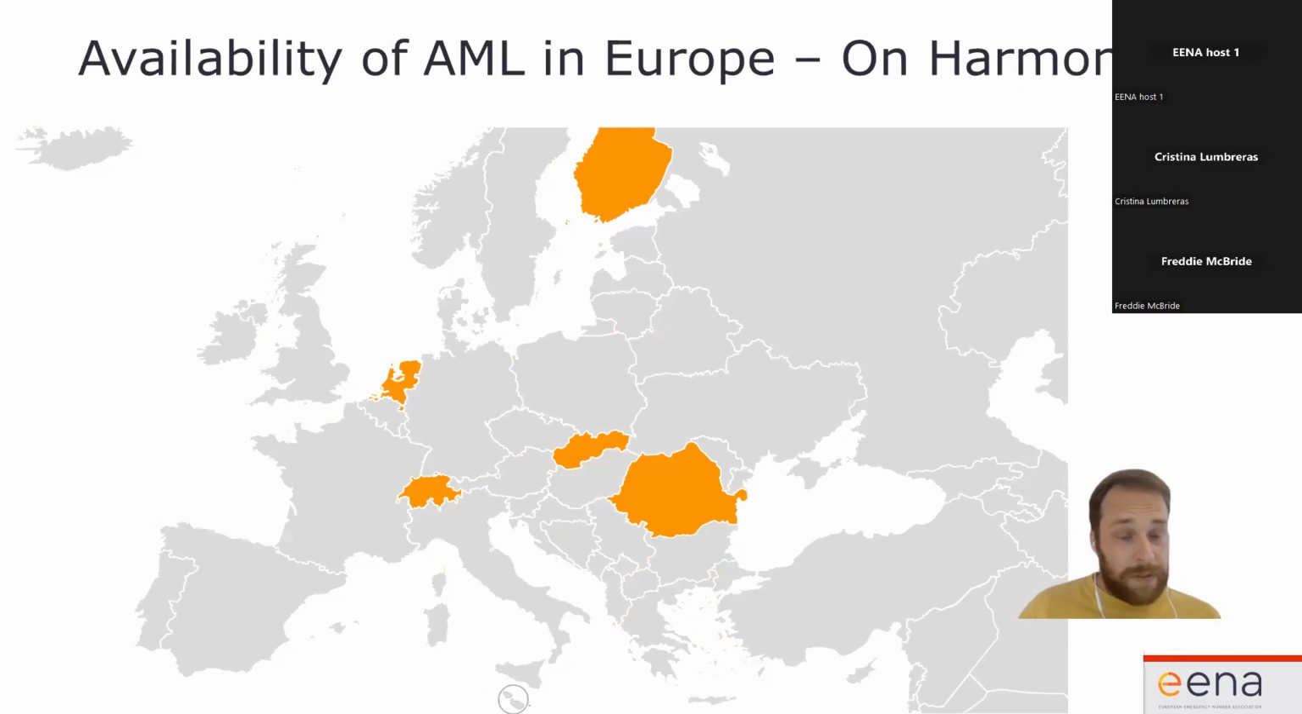So the 5 countries you see on this map, there are not so many, I can mention them. It's Finland, Netherlands, Switzerland, Slovakia, and Romania. They have reported to receive AML provided by Huawei smartphones. So I think it's also some interesting developments.